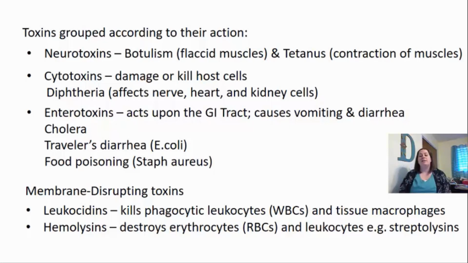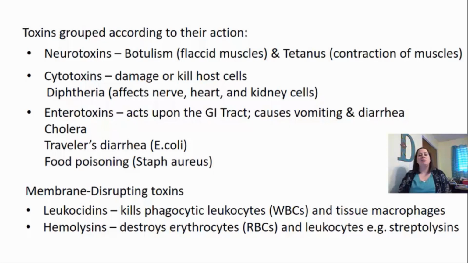We also have tetanus. Now, tetanus is the opposite of botulism. Okay, botulism was where the muscles were flaccid and not engaged. Tetanus is where they are contracted and engaged constantly. And so because of this, it causes severe contractions of the muscles. The next one are called cytotoxins. These damage or kill the host cells. Diphtheria is an example. It can actually damage or kill nerve cells, heart cells, and kidney cells.